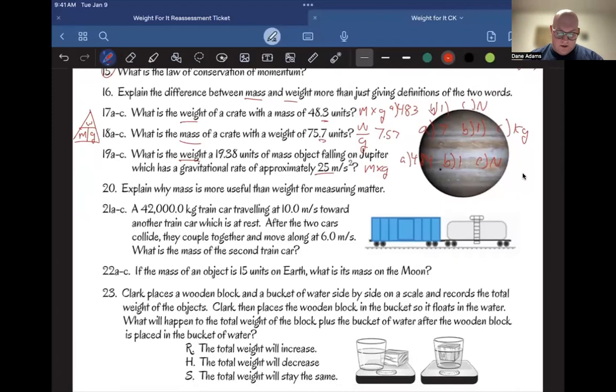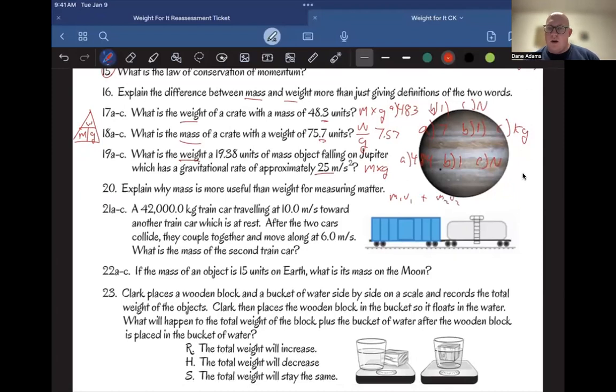Number 21, conservation of momentum problem. From what I saw from your answers, I could tell that a lot of us started out well and then maybe forgot to do one or two things near the end. So if we set this up like we're supposed to, we're talking about a conservation of momentum problem. The total momentum before must be equal to the total momentum after. The momentum before is simply the sum of the individual momentums, so I can take their masses times velocities respectively.